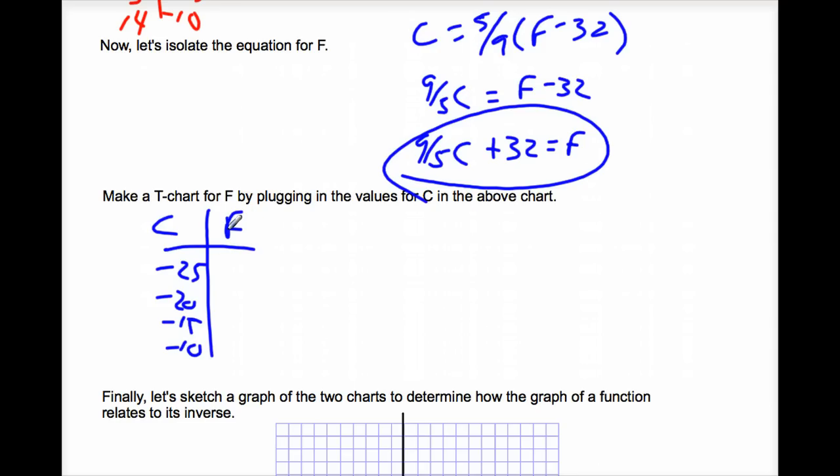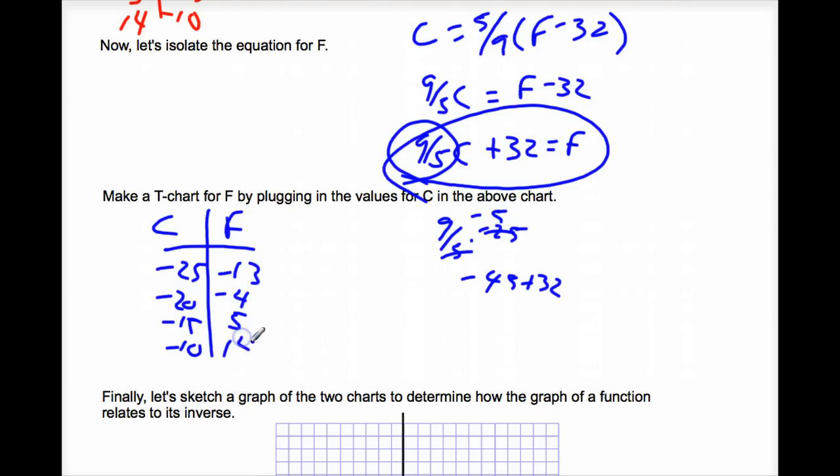So when I plug in -25 right here, I'm going to get -5, I get -45, I add that to 32, I get -13, which I should have expected. This one has a slope of 9/5. It's linear. So the rise is 9, so I'm going to go up by 9s. And the run is 5, so I'm going up by 5s every time.